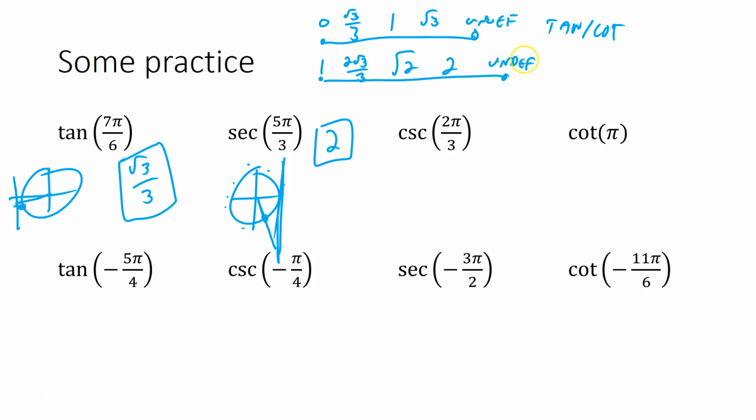Notice all those values are bigger than 1, because if you think about the reciprocal, when you divide by a number smaller than 1, like sine and cosine, you'll always get a number bigger than 1. So that's our secant, cosecant. That was the longest possible value for secant, so that's 2.